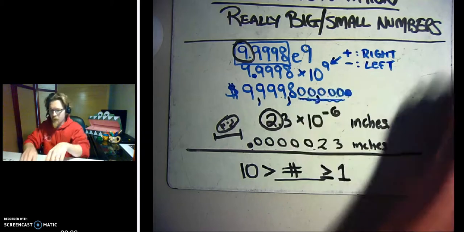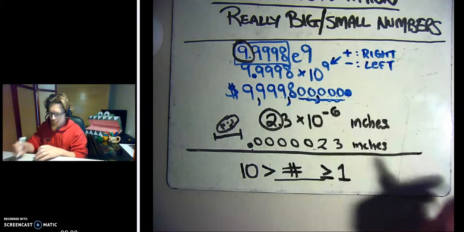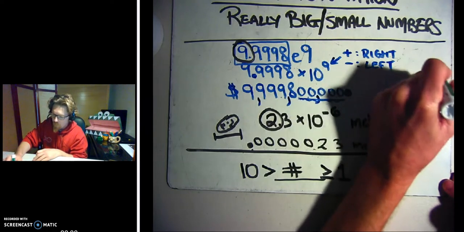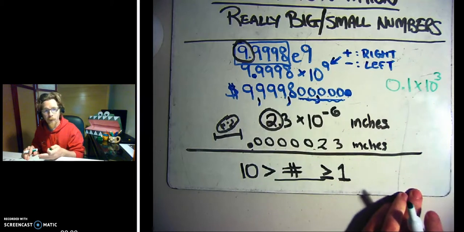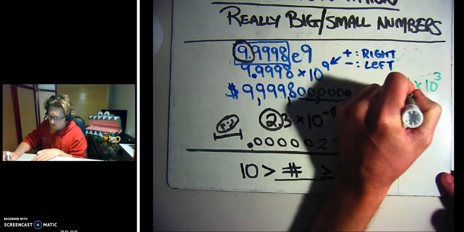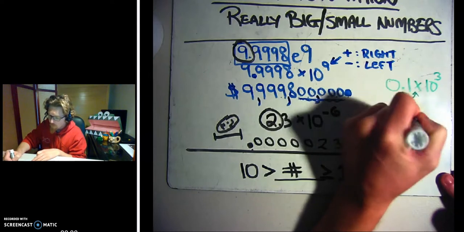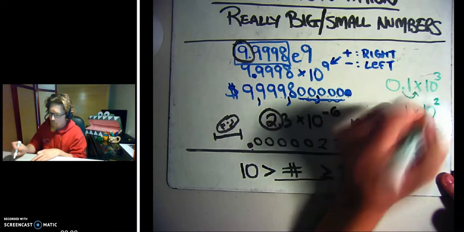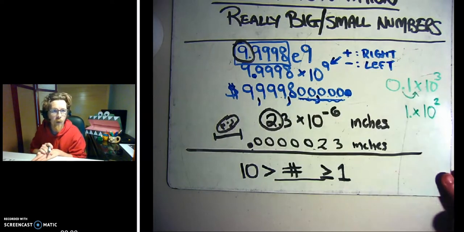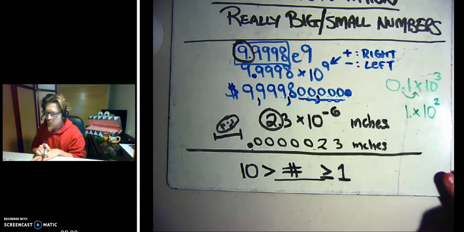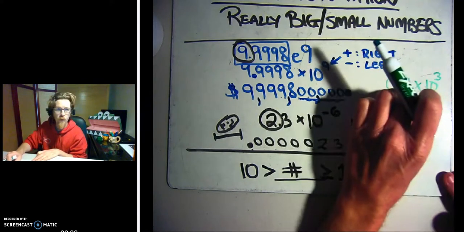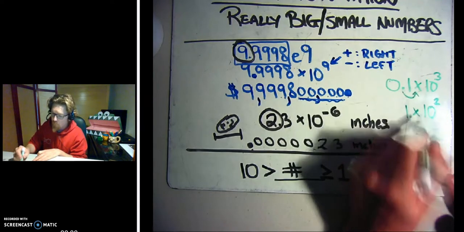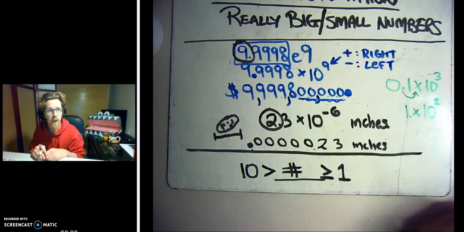Because if I'm going to write a number such as 0.1 times 10 to the third, let's say, what I'd rather do is move this decimal one place to the right and call it 1 times 10 to the second. Now notice I took away from the power because I already moved the number to the right. So if I move 0.1 to the right 3 times, and I move 1.0 to the right 2 times, I'll end up with the same value.